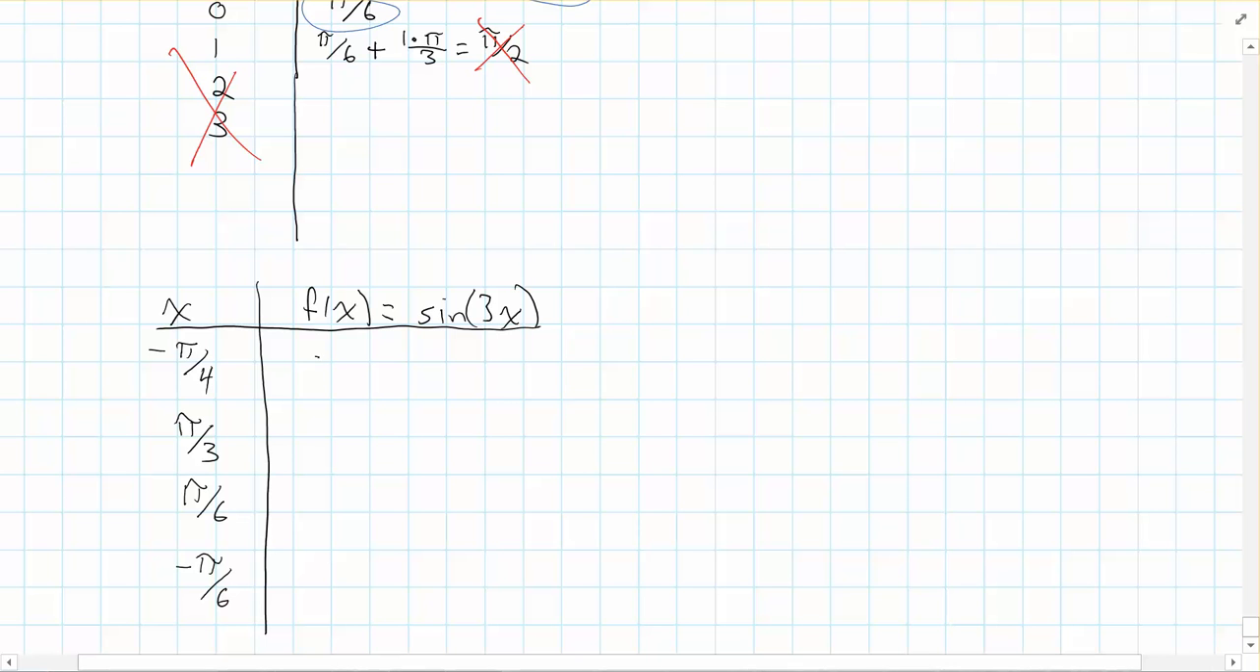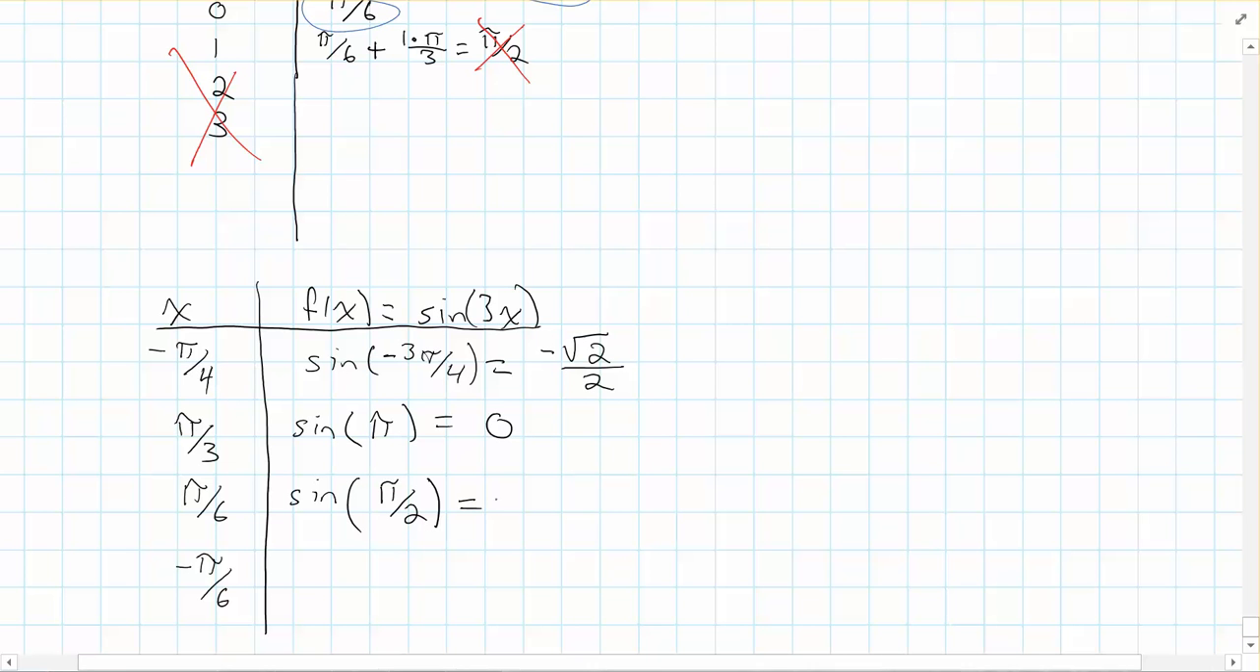So this would be then the sine of negative 3 pi over 4, which you can of course do the decimal for, but it's negative square root of 2 over 2. Pi over 3, well, this would be the sine of 3 times pi over 3, so this would be the sine of pi, which is equal to 0. And then sine of pi over 6, well, it's pi over 6 times 3, so that would be pi over 2. And sine of pi over 2 is 1.